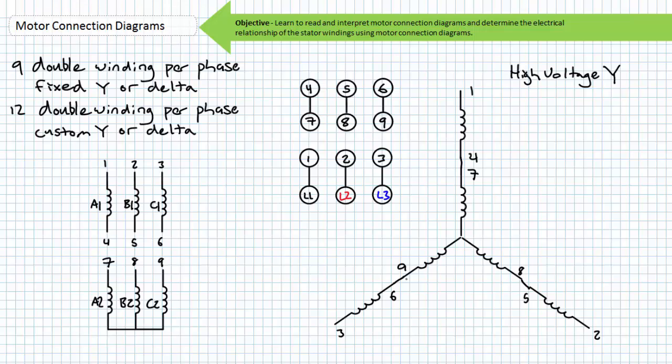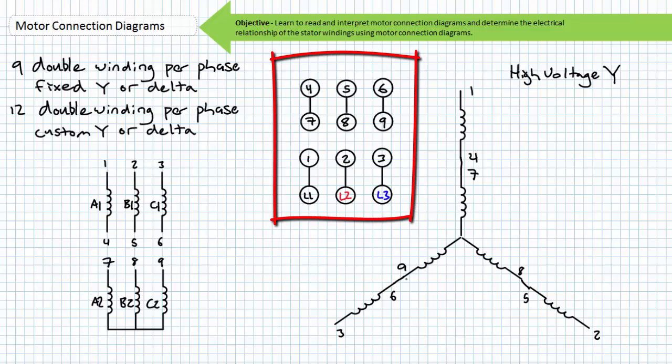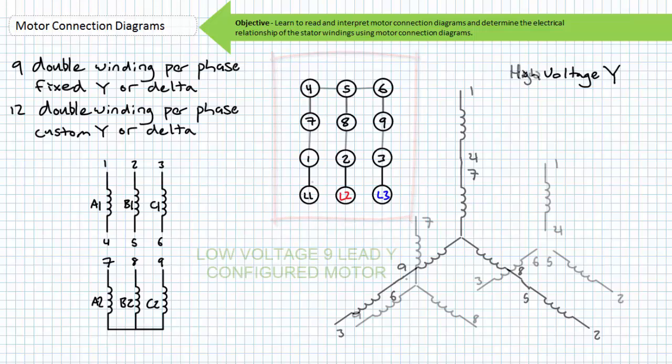Phase voltages L1, L2, and L3 would be applied to terminals 1, 2, and 3. The motor connection diagram might illustrate a 9-lead high voltage Y using a diagram similar to this.